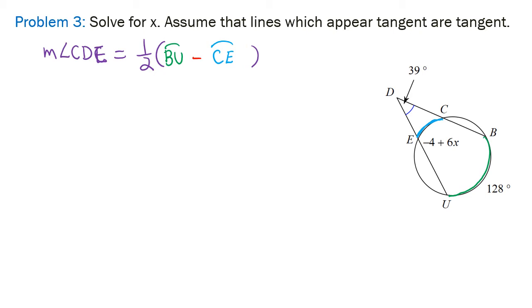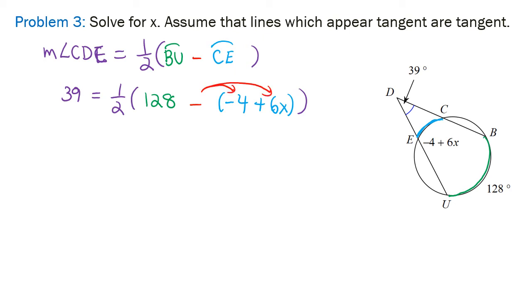Now we're going to take the information we have from the picture and plug it in. So we can see that angle CDE is 39 degrees. We have our 1/2. We have BU, which is 128, our subtraction sign. Then we have the quantity, -4 plus 6x. And since we have a quantity with a subtraction sign in front of it, we need to distribute that subtraction sign. So now our problem would look like this. 39 equals 1/2 times 128 plus 4, because a negative times a negative gives us positive, and then a negative times a positive gives us a negative, so we have negative 6x.